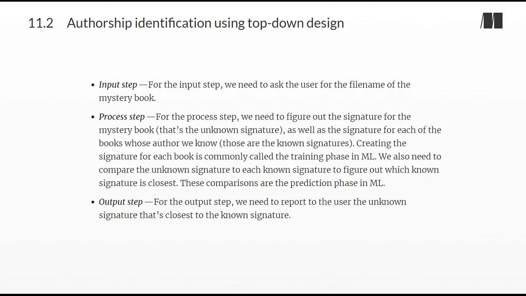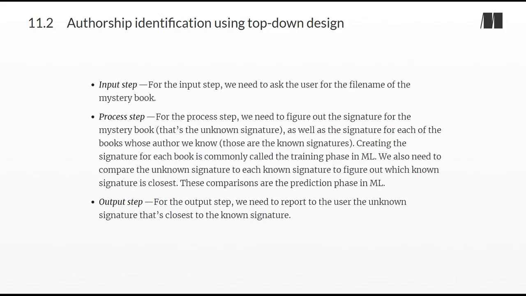That's the unknown signature, as well as the signature for each of the books whose author we know. Those are the known signatures. Creating the signature for each book is commonly called the training phase in ML. We also need to compare the unknown signature to each known signature to figure out which known signature is closest. These comparisons are the prediction phase in ML.